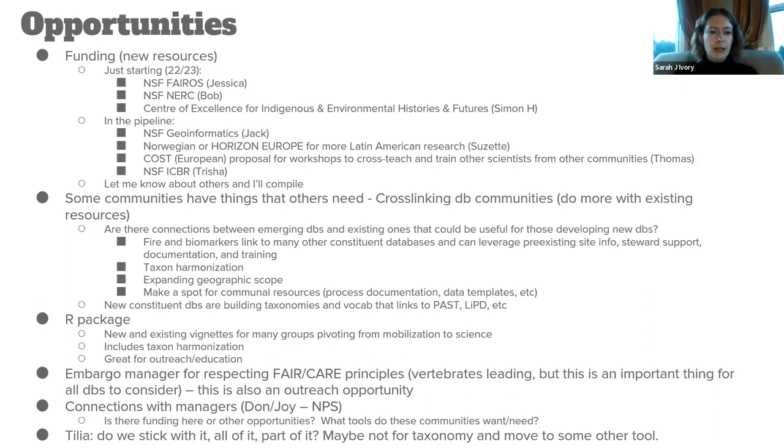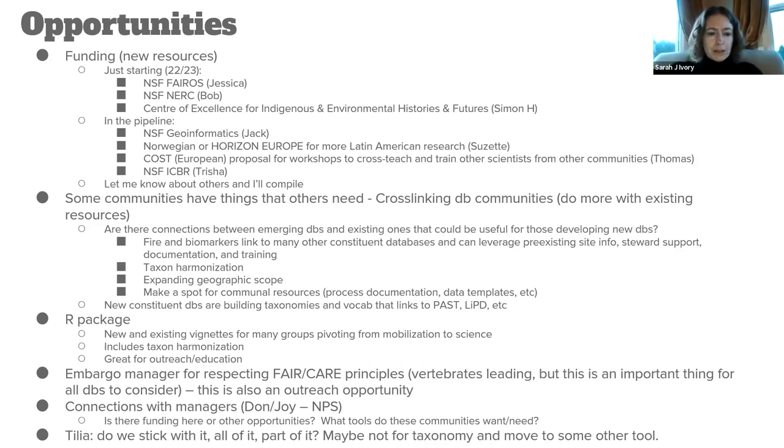These include the Geoinformatics grant. Suzette mentioned a Norwegian grant. Tomas mentioned a European grant. And Tricia mentioned another NSF grant to support ancient DNA. If there are others, maybe people just didn't mention them, let me know and I'll compile them, because that might be useful for everybody to know what's going on and what's included in those things. Again, to try to do more with existing resources.